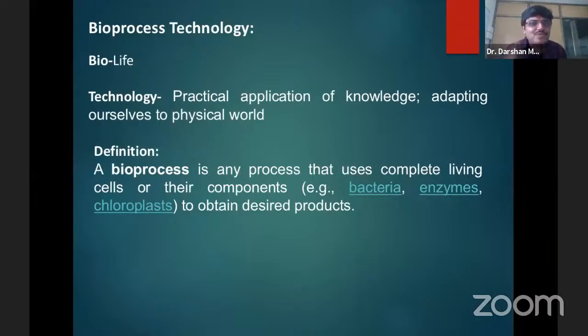Practical application of knowledge. You have the knowledge, this is a chalk. मेरे पास knowledge है कि ये chalk है. मैं chalk का क्या उपयोग करूंगा? I will utilize the chalk for the purpose of writing. That is the practical knowledge. Not the previous one, what I told you. That is the meaning of technology.